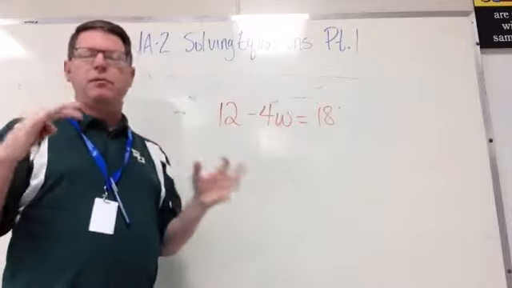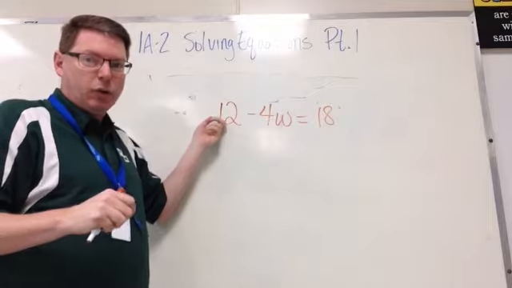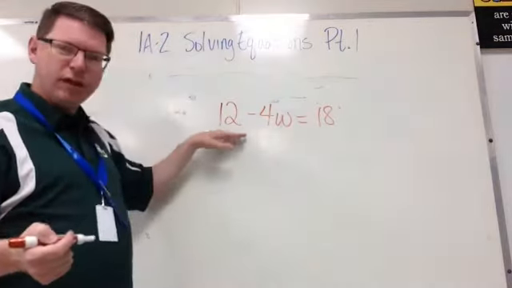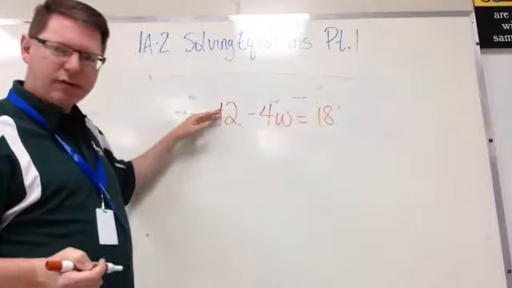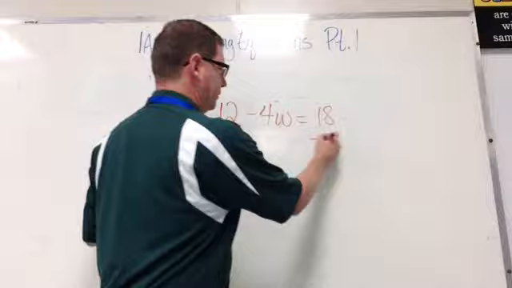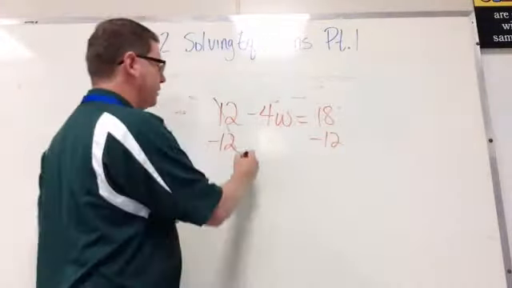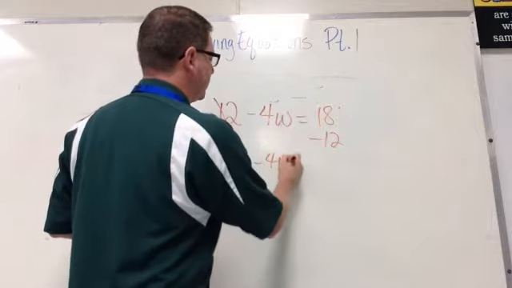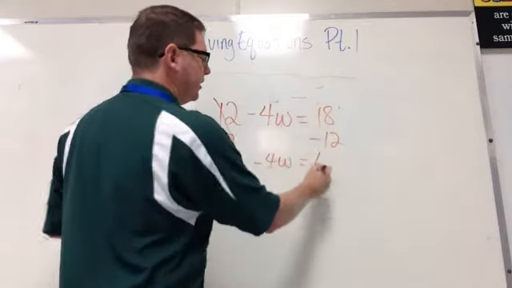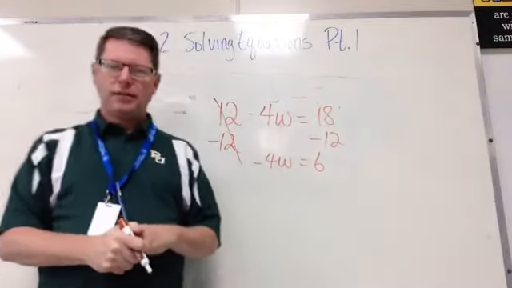So a lot of people would say, well, I'm going to add 12 to both sides. Well, if you added 12 to both sides, you get 24. That doesn't help me. That just puts me in a different place. I need to get rid of the 12. And so right now 12 is positive, so I've got to subtract 12 from both sides. Okay? So 12 minus 12 is nothing, so I just cross it out. I've got negative 4w equals 18 minus 12 is 6. So I've got negative 4w equals 6.